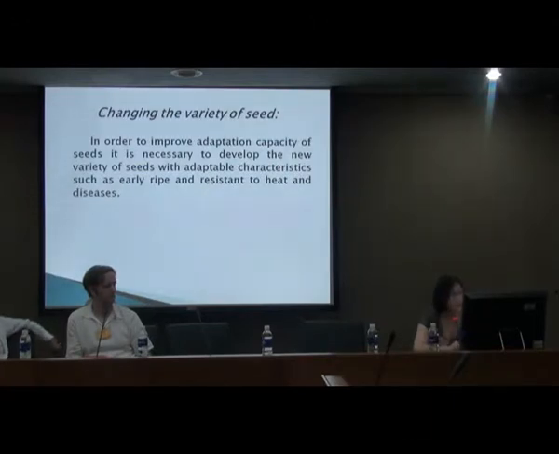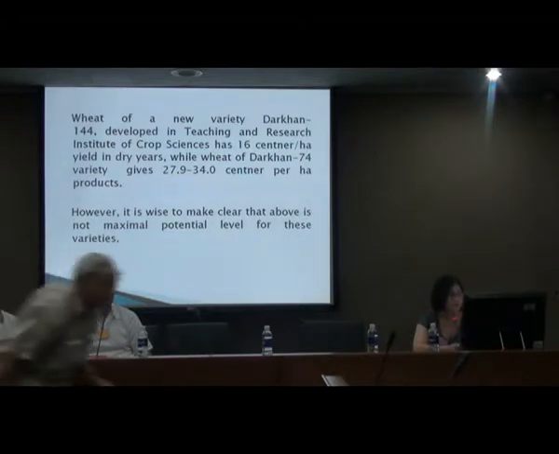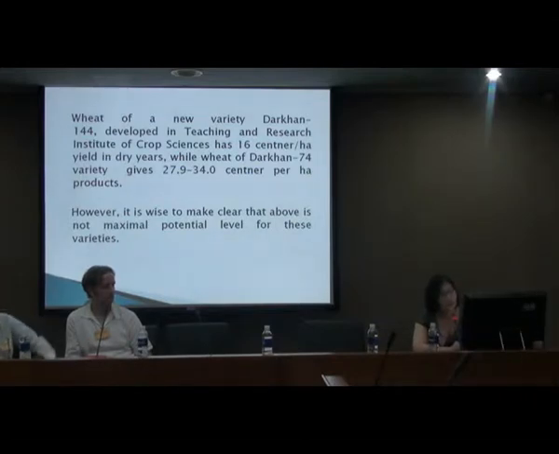In order to improve adaptation capacity of seeds, it is necessary to develop new varieties of seeds with adaptable characteristics such as variety type and resistance to heat and disease. Wheat of one new variety, Dacham 144, developed in the Teaching and Research Institute of Crop Science, has 16 centner per ha in dry years, while wheat of the Dacham 74 variety gives 27.9 to 34 centner per ha of products. However, it's wise to make clear that the above is not the maximal potential level for these varieties.